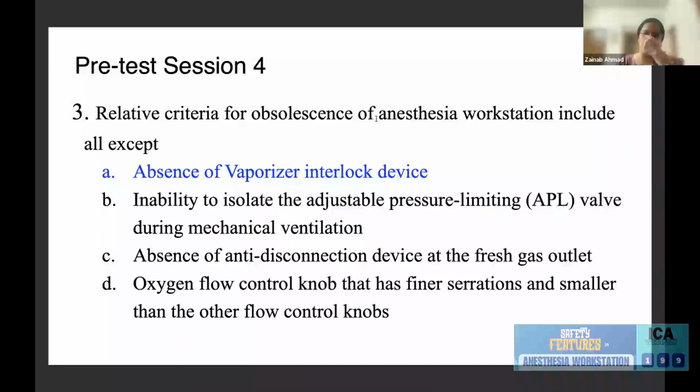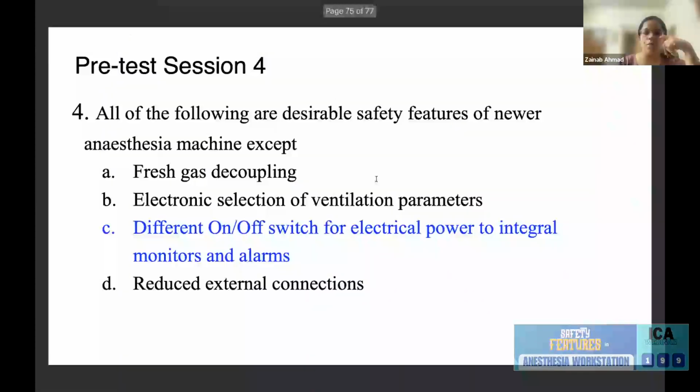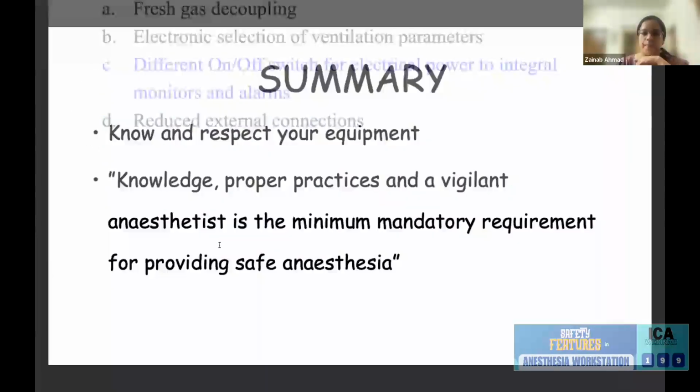Relative criteria for obsolescence of anesthesia workstation includes all except. So again, absence of vaporizer interlock device is an absolute criteria. So that is why the answer is option A. All of the following are desirable safety features of newer anesthesia machines except fresh gas decoupling, electronic selection, different on-off switch for electrical power to integral monitors and alarms. So we know that there should be only one on-off switch so that we don't miss switching on or off some important part of the workstation. So that is why the answer is option C.